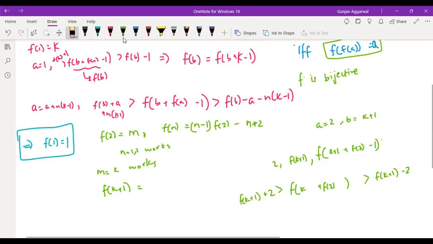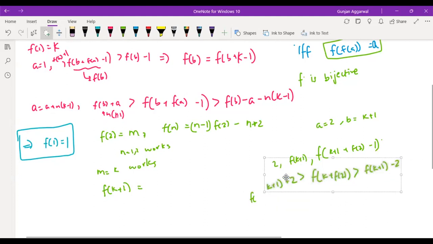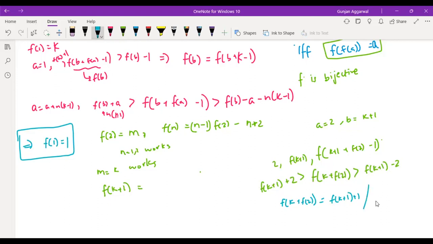Now we have that f of k plus f of 2 is either f of k plus 1 plus 1 or f of k plus 1 minus 1. Now we need to prove that f of k plus 1 plus 1 and f of k plus 1 minus 1 doesn't work. If f of k plus 1 plus 1 works, then we just substitute in this equation that f of k plus f of 2 is equal to f of k plus 1 plus 1. Okay, so we get that k plus f of 2 is equal to f of k plus 1 plus 1.